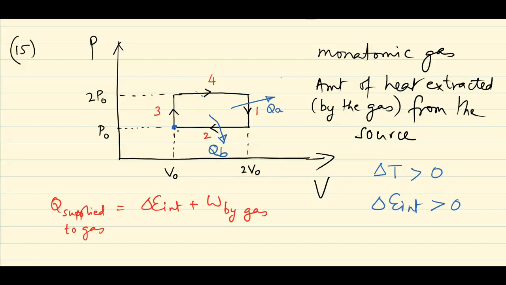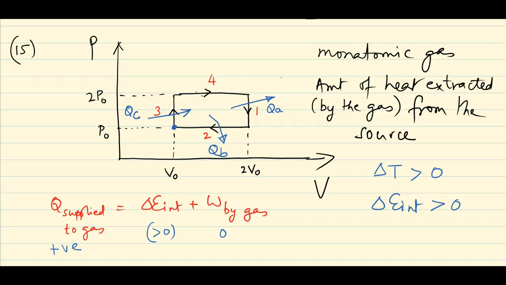In step number 3, it is an isochore, so work done is equal to 0. And further, the gas is going from a lower isotherm to a higher isotherm, so temperature is rising, so delta E internal is definitely greater than 0, positive. So Q supplied is positive. During step number 3, we are supplying some heat to the gas. So that heat which is supplied to the gas, I'll call it QC.